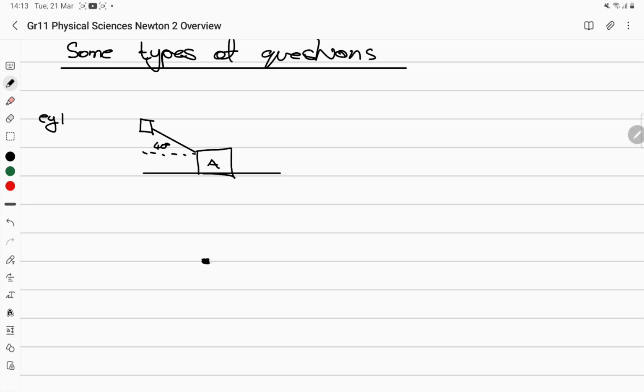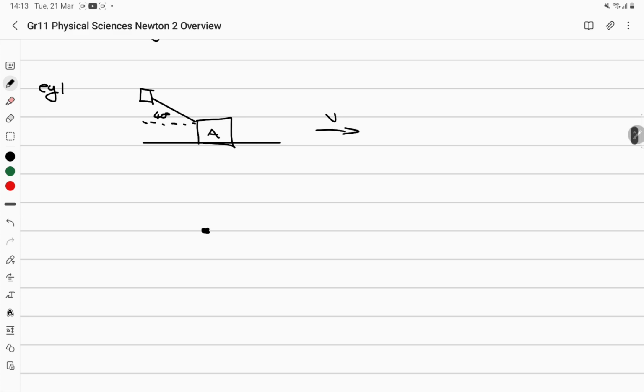First of all, friction. This thing's moving to the right. I'm just going to write the velocity is to the right. It's accelerating, let's just assume it is also. But your friction will then automatically be to the left. You have an Fg, a weight, always, and you have a normal, because it's on a surface.